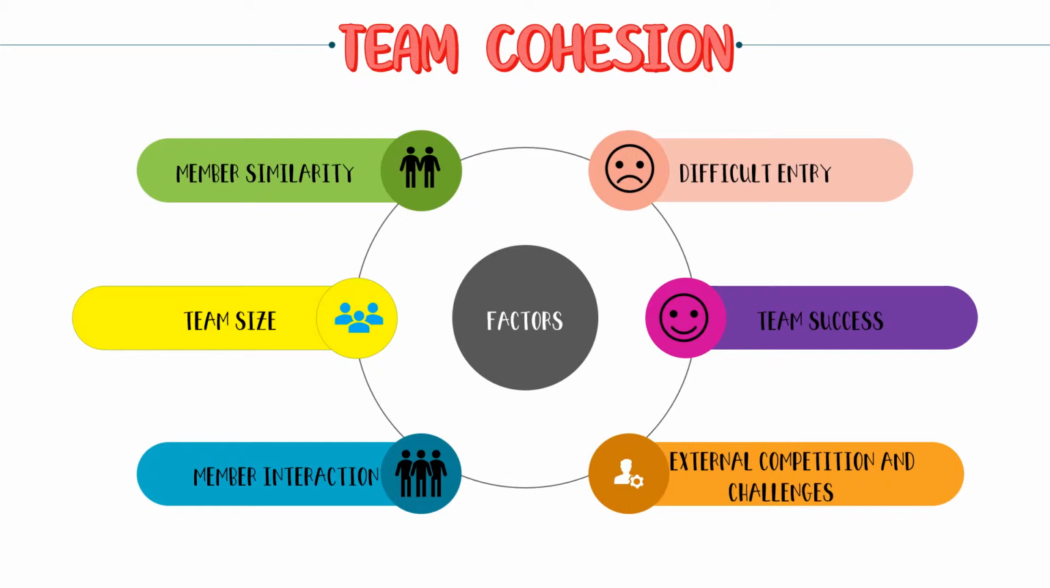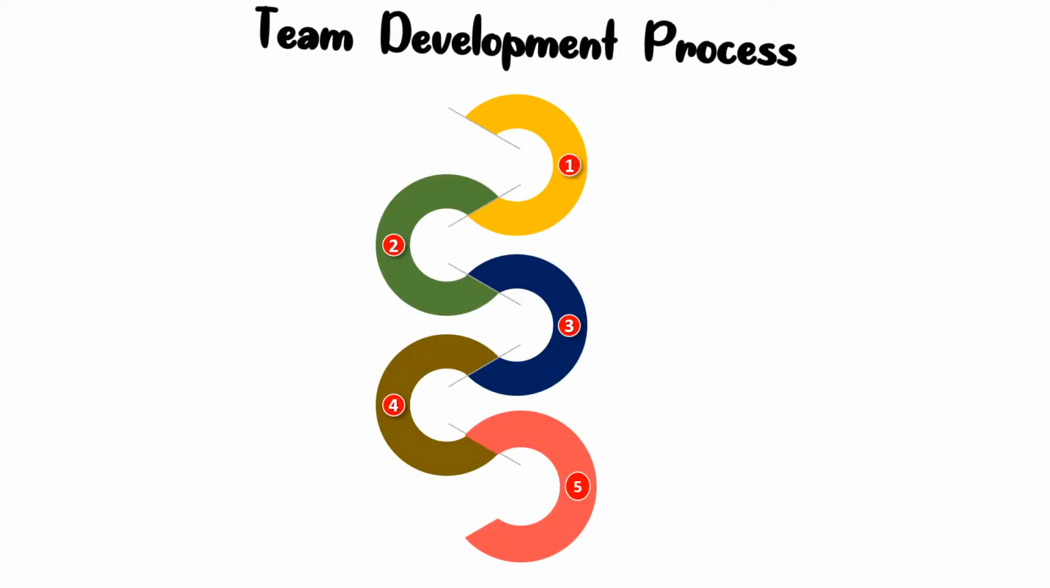Cohesiveness is the extent to which team members stick together and remain united in the pursuit of a common goal. The Avengers understand each other's strengths and weaknesses and share everything they know that could help them fight the villains. This allows them to keep an eye out for one another so that the enemy won't use their teammates' weaknesses against them. The factors that influence team cohesion are member similarity, team size, member interaction, difficult entry, team success, and external challenges.